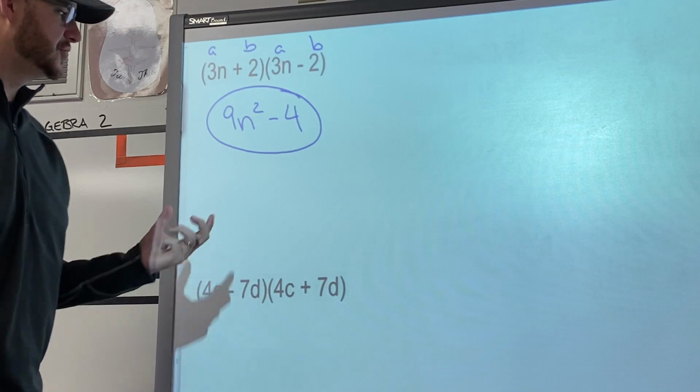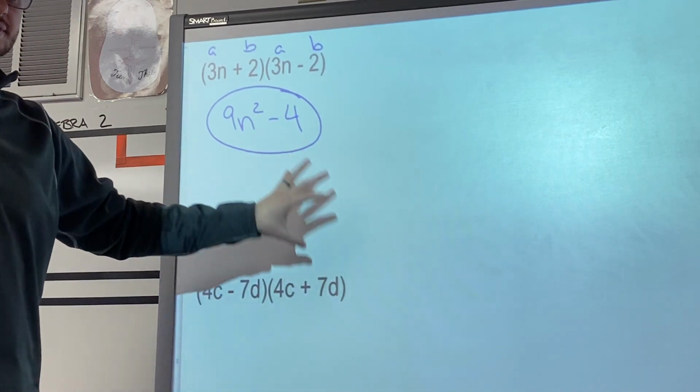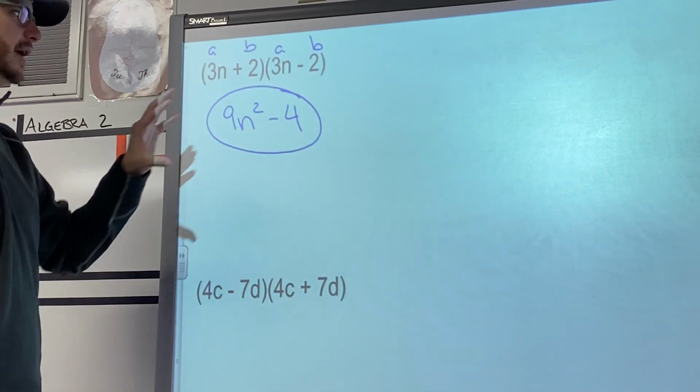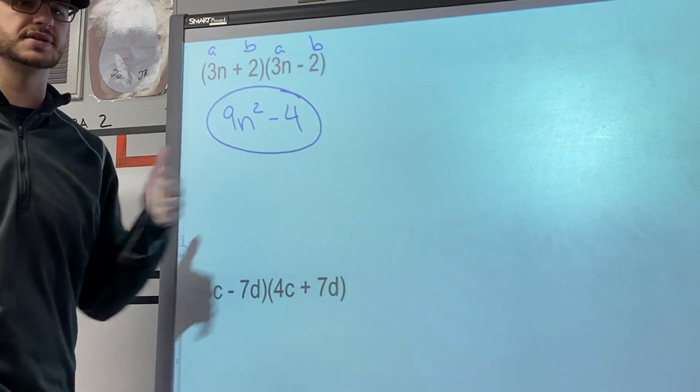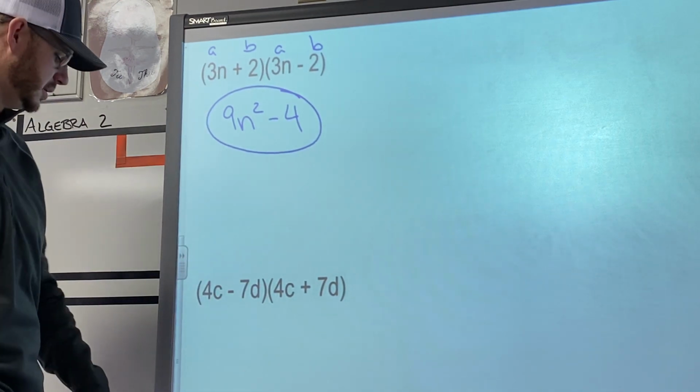So again, that's multiplying polynomials and then learning some special products that can help you take some shortcuts, not have to go through all the steps of foiling.